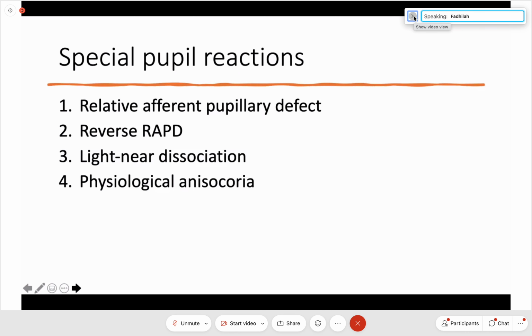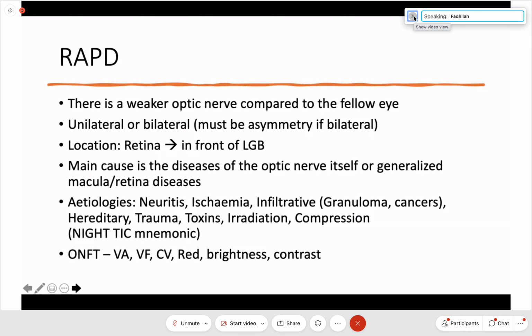Now, let's just have a quick look at special pupil reactions. These are the things that most people are very fascinated about: relative afferent pupillary defect, reverse RAPD, light-near dissociation, as well as physiological anisocoria. Let's move on to the first one, RAPD. Why do people develop RAPD? This is apparent when there is a weaker optic nerve in one eye compared to the fellow eye. So you have got to have two eyes, but one is weaker.